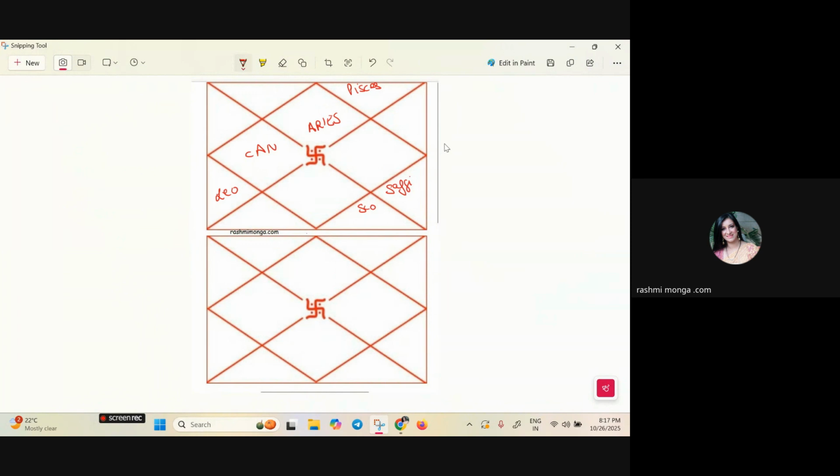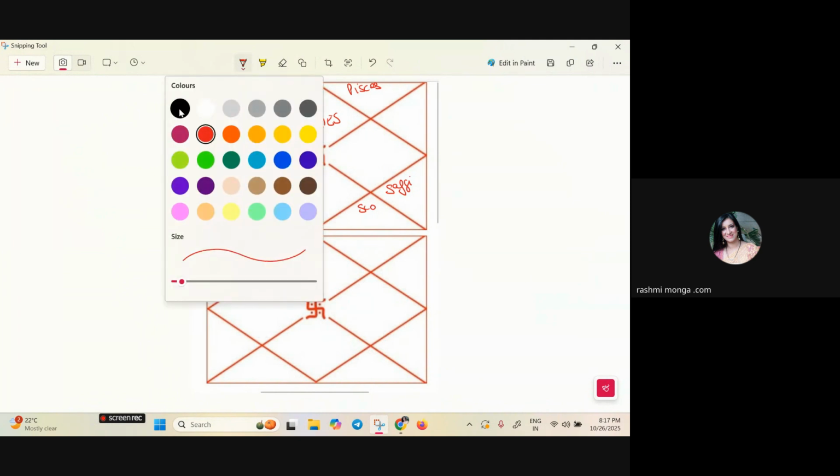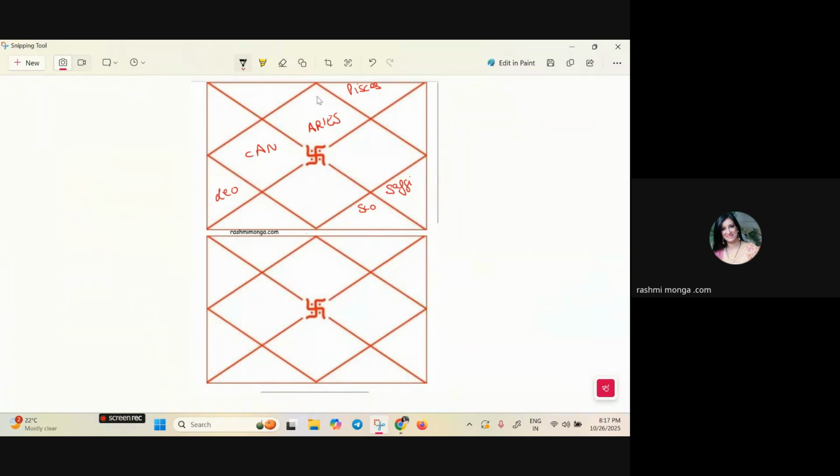Now, when we talk about Aries, then we are talking about which nakshatra here? It is Ashwini. When we are talking about Cancer, Ashlesha. Leo, Magha. Scorpio, it is Jyestha. Sagittarius, it is Moola. And Pisces, it is Revati.